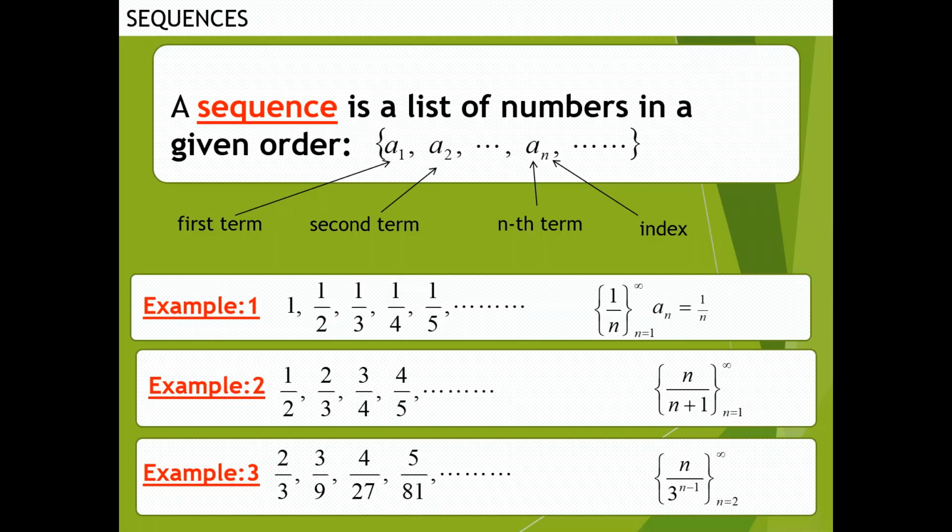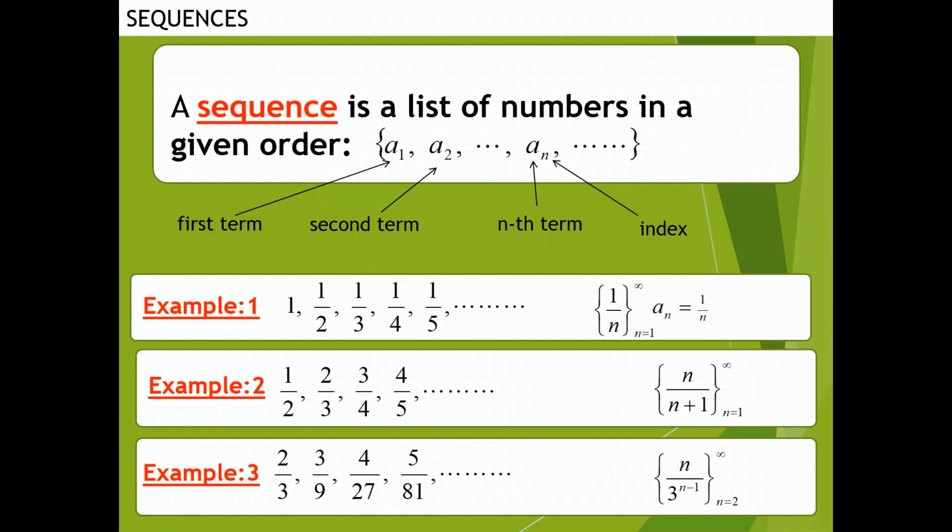For example, in example 1, the sequence is 1, 1/2, 1/3, 1/4, etc. Here 1 is the first term of the sequence, 1/2 is the second term, and 1/3 is the third term. In general, the nth term is represented by 1/n. The next example gives the nth term as n/(n+1), where the first term is 1/2, the second term is 2/3, the third term is 3/4, and so on.